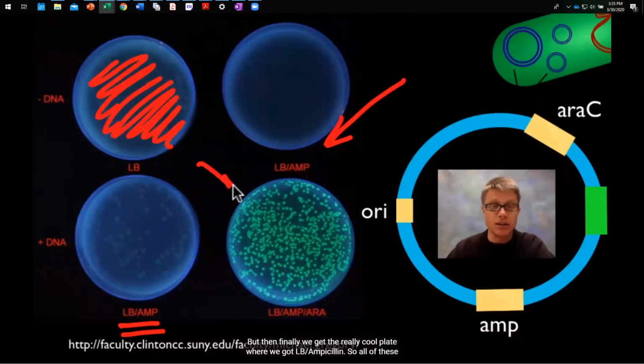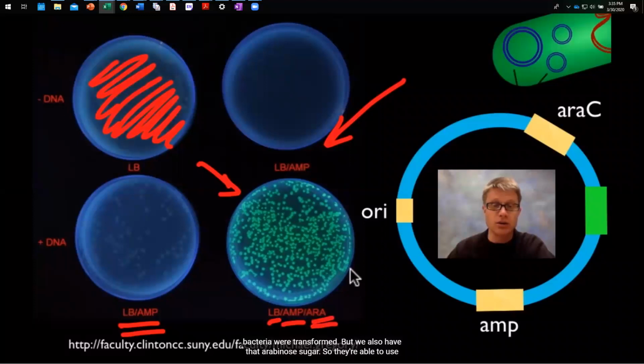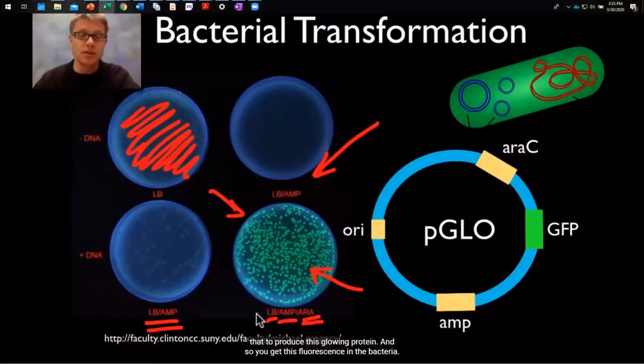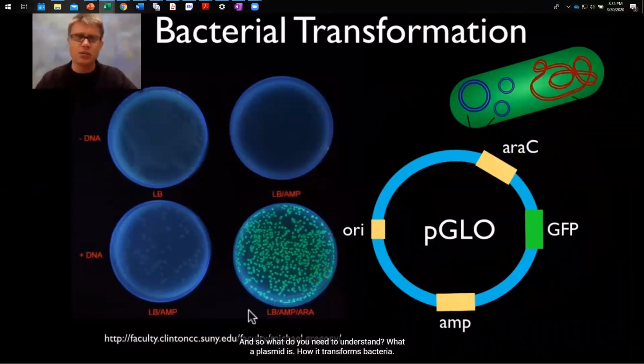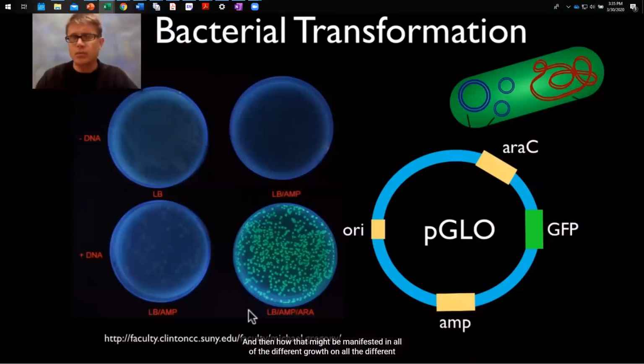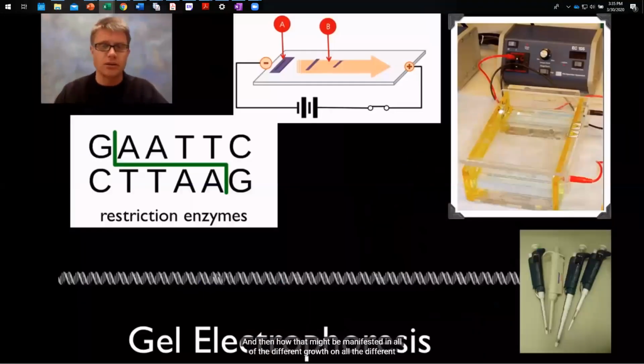But then finally, we get the really cool plate where we've got LB ampicillin, so all these bacteria were transformed, but we also have that arabinose sugar, so they're able to use that to produce this glowing protein, and so you get this fluorescence in the bacteria. So what do you need to understand? What a plasmid is, how it transforms bacteria, and then how that might be manifested in the growth on all the different plates.